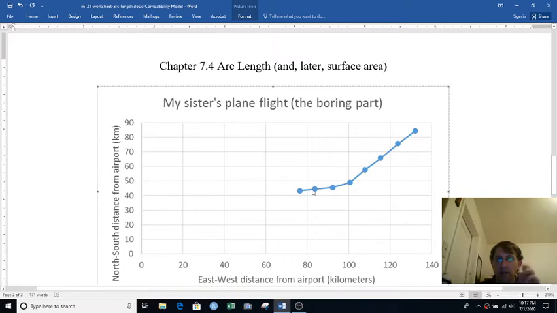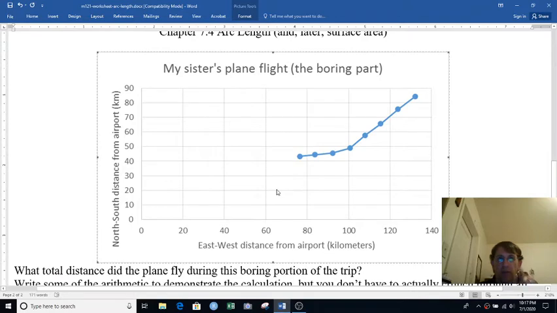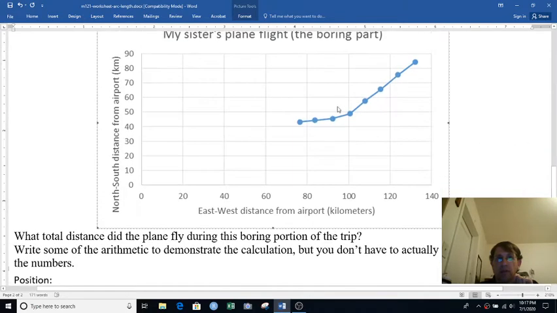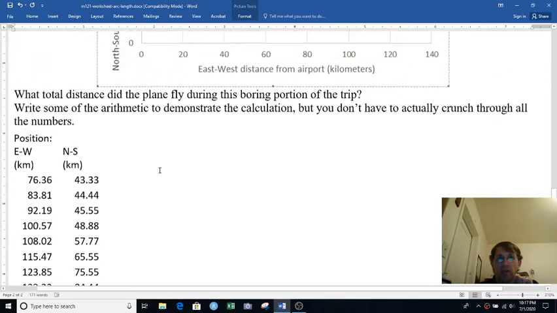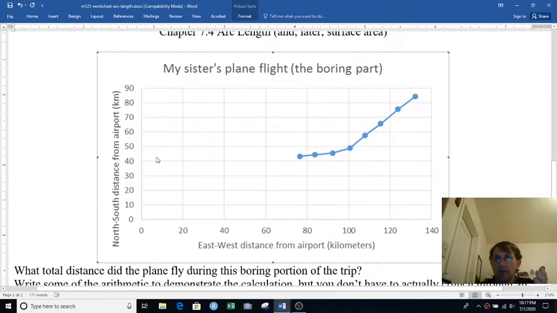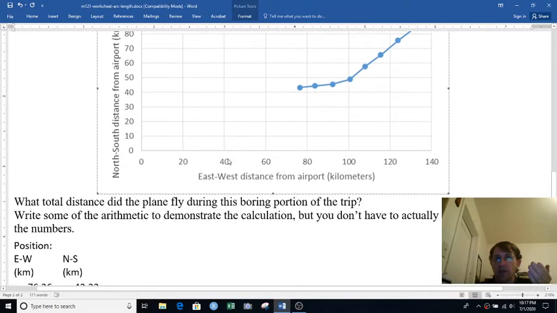I've got the Flight Tracker data here, so we know where her plane was at various time points. I don't remember which way it was going. I think it was going this way. So here's my question for today. What total distance did the plane fly during this boring part of the trip? So here's the data that goes into this graph, and write some of the arithmetic to demonstrate the calculation you would need to do to find the total distance that the plane flew during this part of the trip.